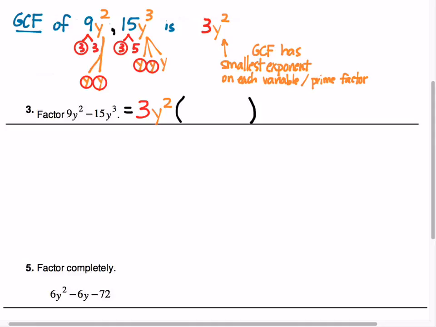of this expression. If the question had only asked you to find the greatest common factor, we would be done. We would say 3y squared, and we would move on. But the question asks you to factor, as a verb, this expression. So what else do we have to do before we're finished?